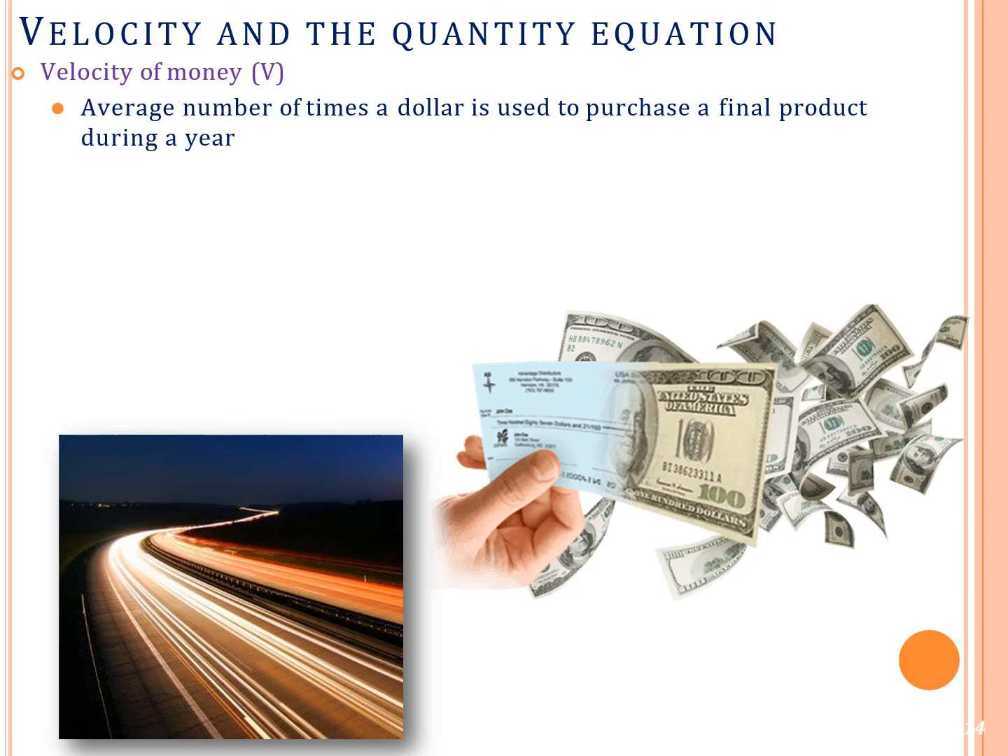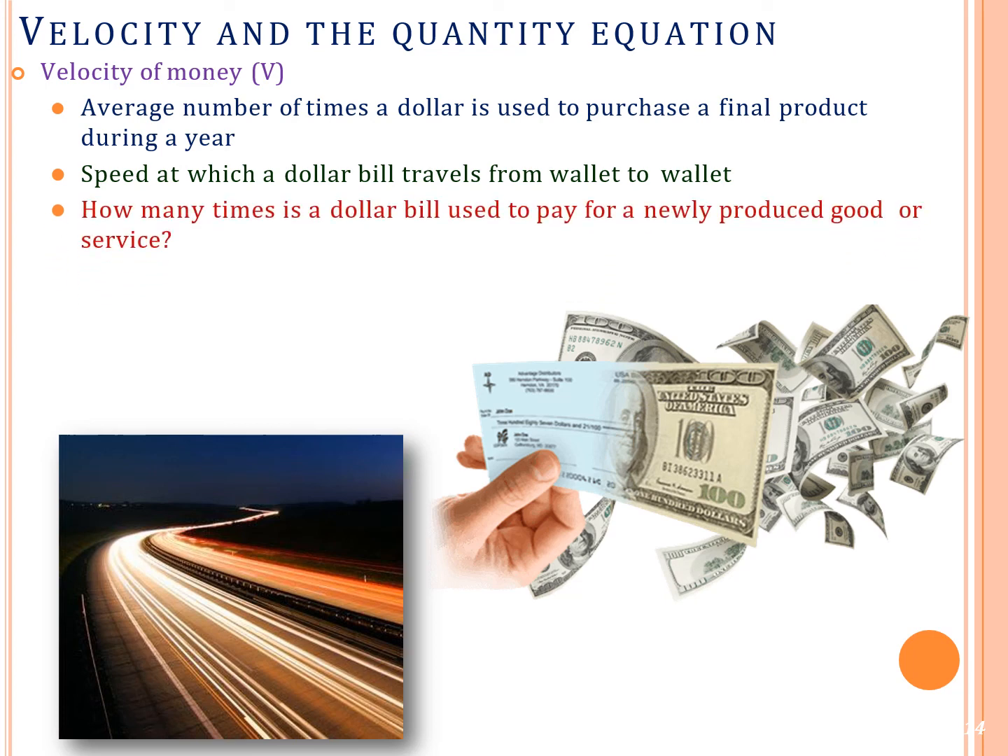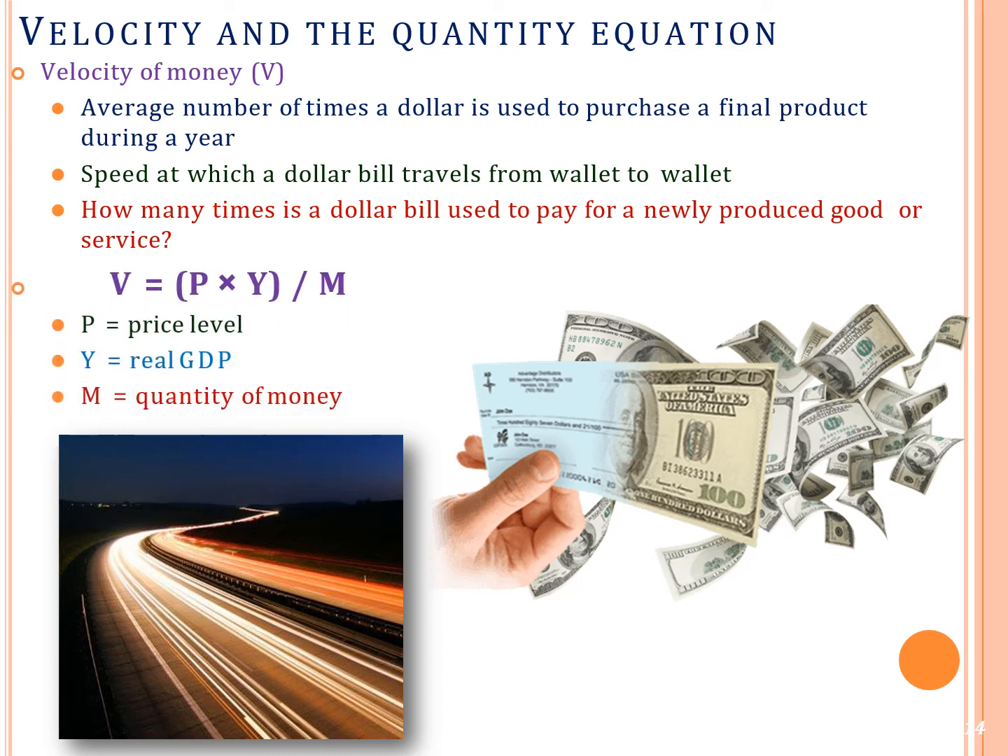So the velocity of money is just the average number of times that a dollar is used to purchase a final good or service during a year. It's basically the speed at which a dollar bill travels from one person's wallet to somebody else's. And basically, that tells us how many times a dollar can be used to purchase a newly produced good or service in 1 year. This is important because if we're going to conduct monetary policy, we want to have an idea of how quickly money is being spread through the economy. If we put too much money out there but nobody's buying anything, that's going to lead to massive inflation, and that would be bad.